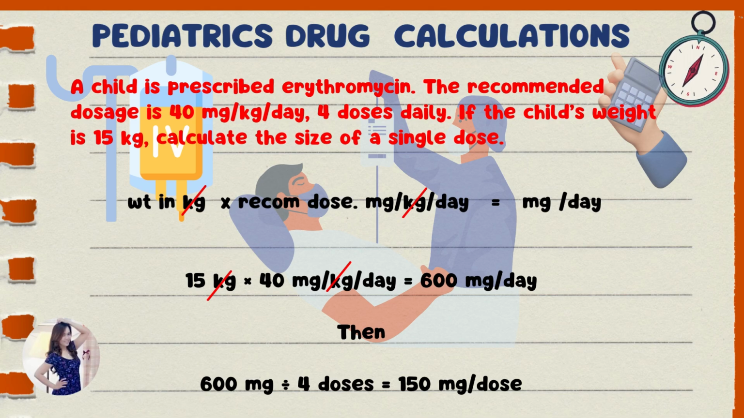So, another easy example: a child is prescribed erythromycin. The recommended dose is 40 milligram per kilogram per day in 4 doses daily. If the child's weight is 15 kilograms, calculate the size of a single dose. The formula is weight in kilograms times recommended dose in milligram per kilogram per day equals milligram per day. So 15 kilograms times 40 milligram per kilogram per day equals 600 milligram per day. Then 600 milligram divided by 4 doses. So the answer is 150 milligram per dose to be given to the child.